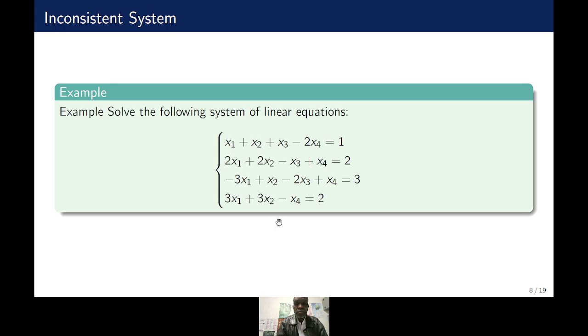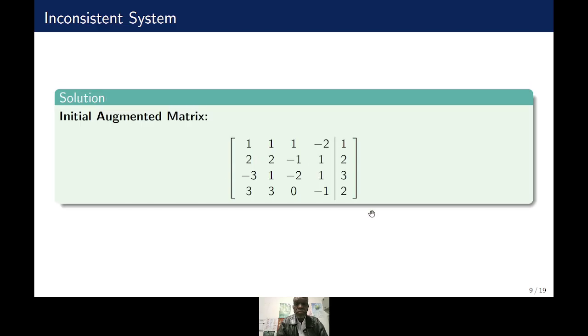So we have this system here. 4 equations, 4 unknowns. Let us do what we did earlier. We write the initial augmented matrix, which is the matrix representation of that system of equations. On the left hand side here are the coefficients of the unknowns, and here you have the right-hand side. Let us look at the row operations that we do. We use this as the pivot and eliminate it.